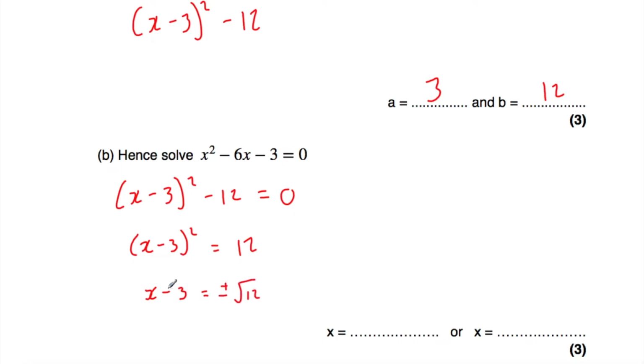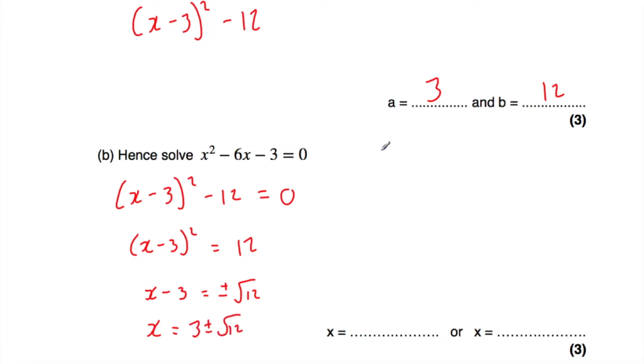And now we also want to get rid of this minus 3, so let's add 3 to both sides. Now if we add 3 to both sides, on the left-hand side we'll just be left with x. On the right-hand side, whenever I add 3 to both sides here, I'm going to have 3. I'm going to put that in front of the plus or minus, so I'm going to have 3 plus or minus the square root of 12.